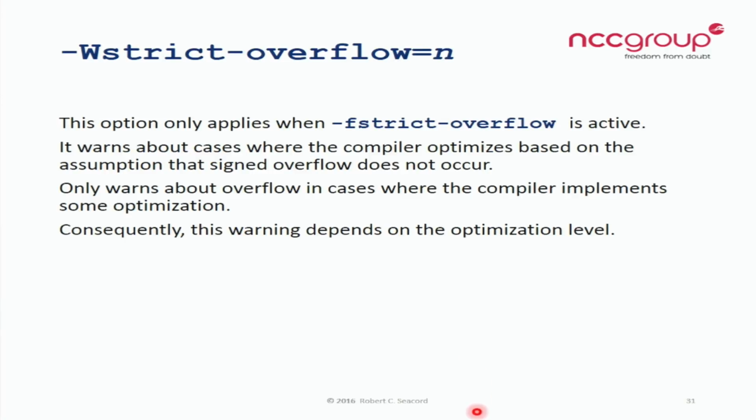So this strict overflow equals n. This is the option that lets you know when these optimizations are being made. So it warns about cases where the compiler optimizes based on the assumption that signed integer overflow does not occur. And it only warns about overflow cases when the compiler implements the optimization. So basically, you need to compile with this flag and with O2. So you need optimization turned on for this flag to diagnose something. So if the optimization isn't being performed, you'll get no warning.